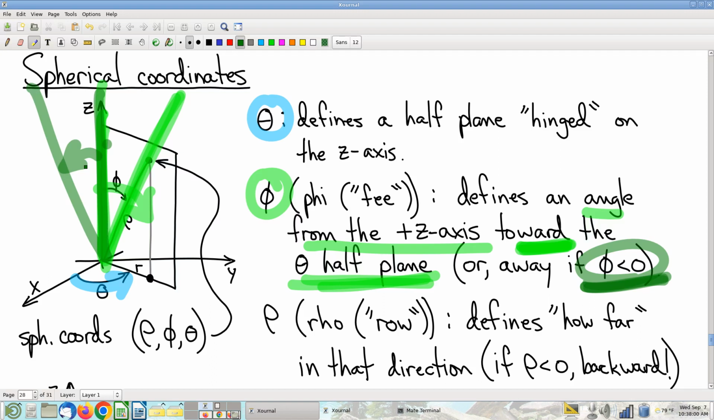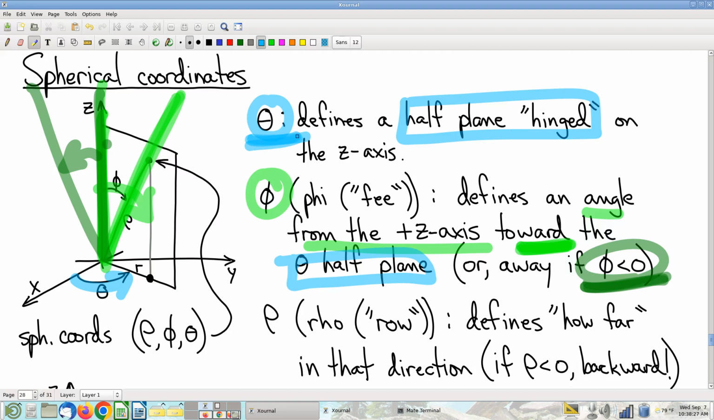Is everybody happy? Okay. Yes? So when rho, it says how far in that direction? I haven't gotten there yet. Oh, okay. Ask me again in 30 seconds if I haven't answered the question. Yeah, go ahead. What is the theta half plane? Yeah, so the theta half plane, here, let me use my colors better. The theta half plane is the half plane hinged on the z-axis that's defined by the angle theta. So that's this half plane there. Is that cool?